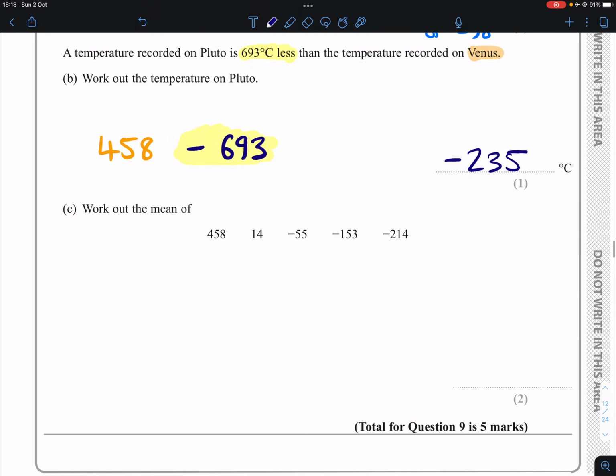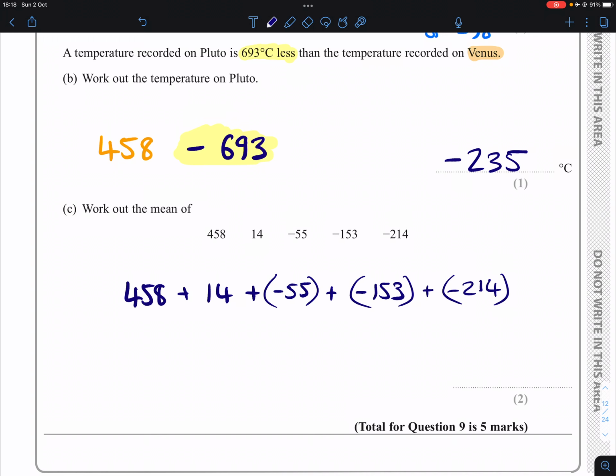Part C, work out the mean of those 5 numbers there. In order to find the mean, we add them all together first of all, and then divide by how many there are. Of course, we are adding negative numbers here, so we need to be careful that when we do that, we have brackets involved, so that adding our negatives will look like this.